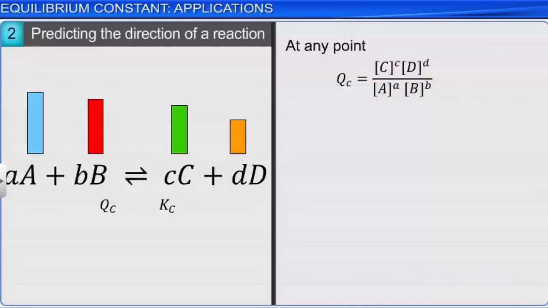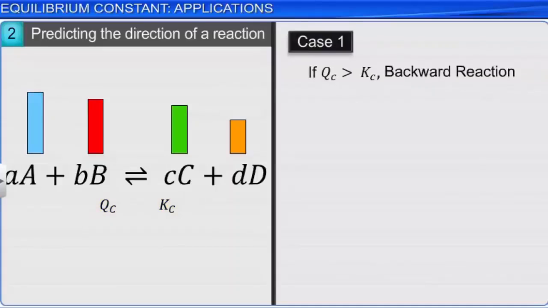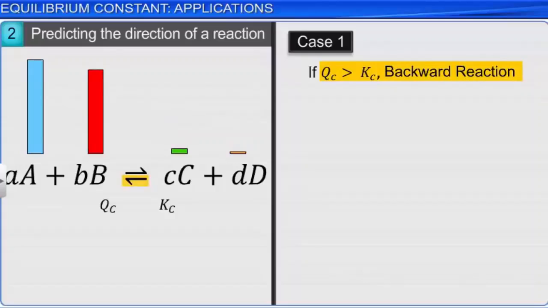Remember that the concentrations of the reactants and the products expressed in the equation are current concentrations and not equilibrium concentrations. Let us now examine how reaction quotient and equilibrium constant help us in predicting the direction of a reaction. If the value of reaction quotient Qc is greater than equilibrium constant Kc, it means that backward reaction takes place. In other words, the reaction proceeds in the direction of the reactants.